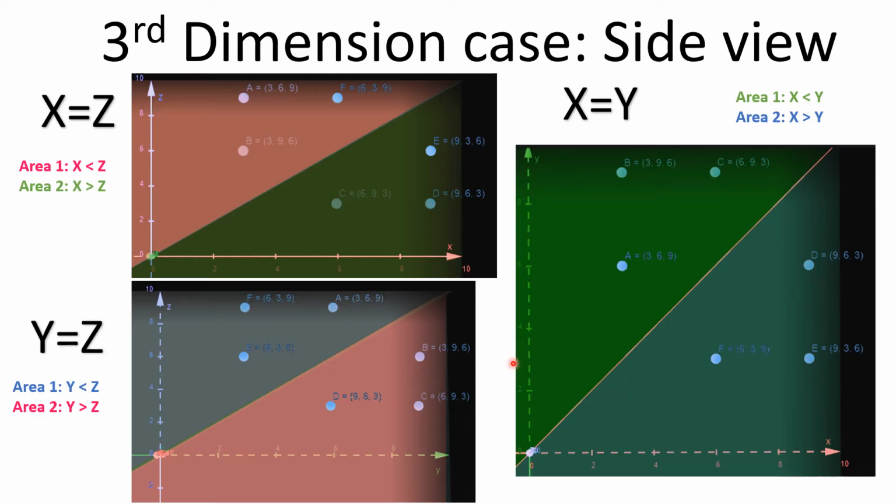We can expand this regions idea to a higher dimension. For example, in the third dimension, we will need 3 planes: one for x equals y, another one for x equals z, and one more for y equals z. For x equals y, we will have 2 possibilities: x is less than y, or x is greater than y. Similarly, for the plane y equals z, we have y less than z, or y greater than z.